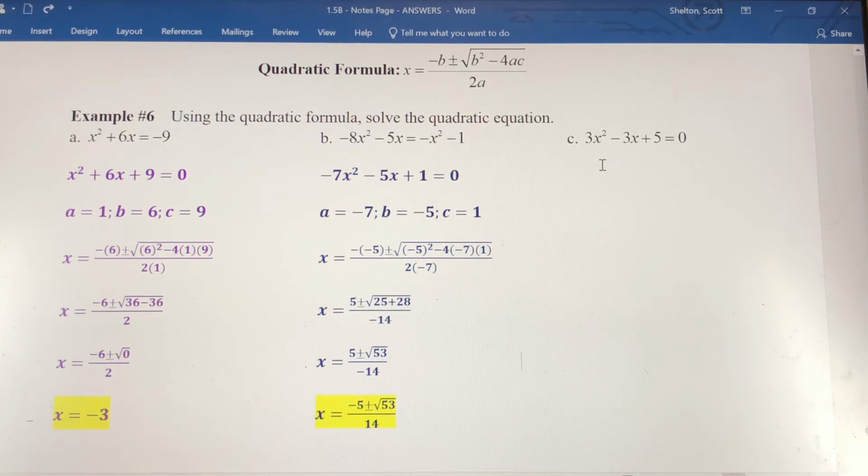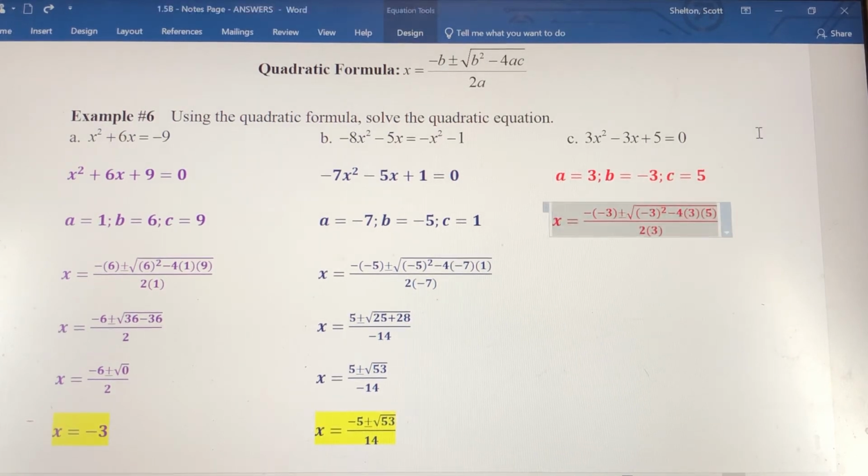And C, let's give this one a try. We're already in the form we need to be, so we can just label A, B, and C. A is positive 3, B is negative 3, C is positive 5, okay? Let's plug everything in, okay? So I've got the opposite of B, so the opposite of negative 3, plus or minus B squared minus 4 times A times C, all divided by 2A, okay?